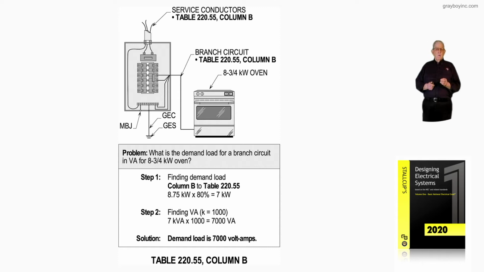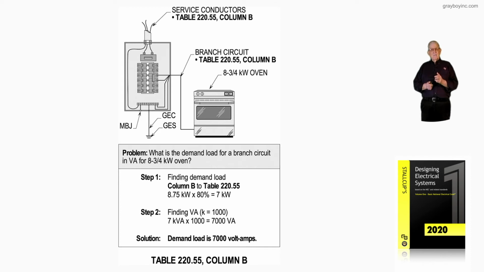So in the problem, the question is, what is the demand load for a branch circuit in VA for an 8 3/4 kW oven? Step 1, column B to Table 220.55. 8.75 kW, we get an 80% because it's just one range, so just one. We come up with 7. Instead of a connected load of 8.75, we have a demand load due to the 80% of 7 kW.